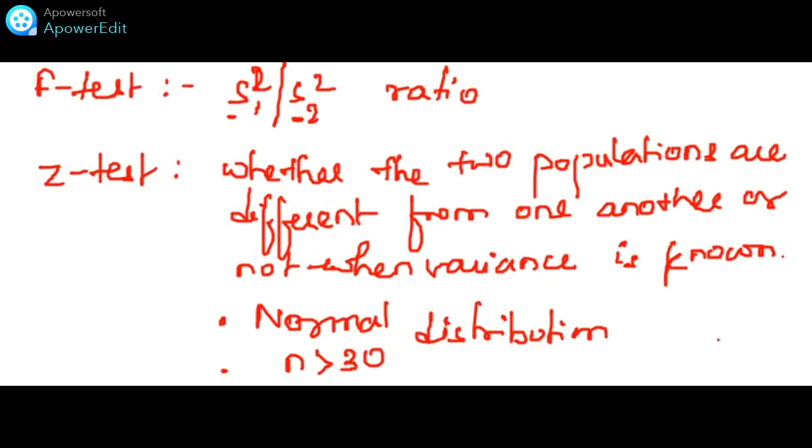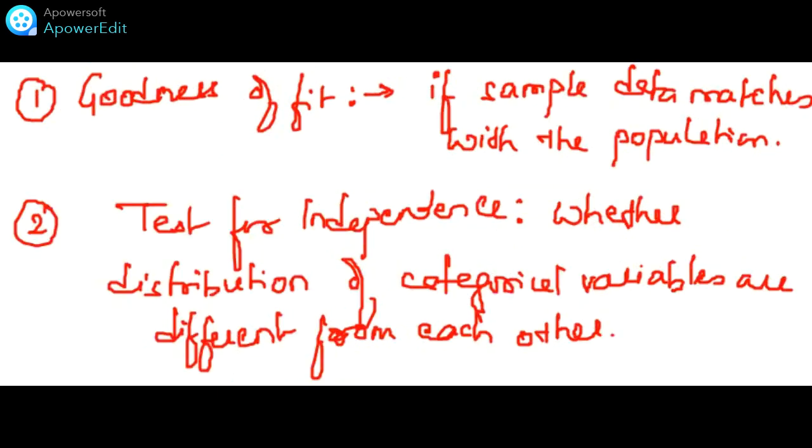Z test is again a hypothesis test, and it helps check whether results from a test are valid or repeatable. Okay, and the sample size has to be greater than 30 and the sample must be normally distributed. And the last part is goodness of fit.